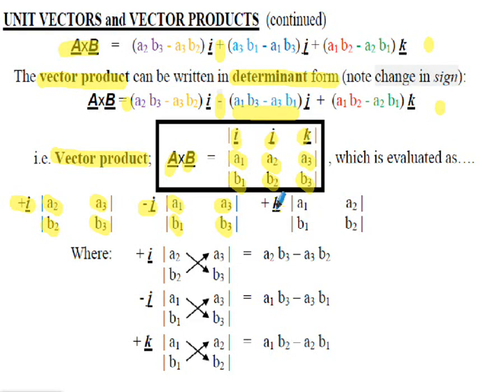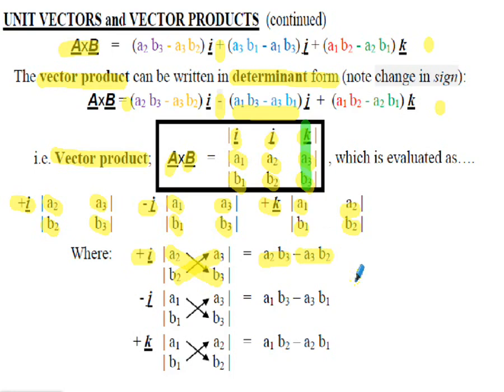And our final determinant is plus K. And the plus K determinant consists of A1, A2, B1, B2. Again, how did I form that determinant? Well, I cover up the K column, and what's left is the A1, A2, B1, B2 coefficients. So what we're going to do now is evaluate each of the 2 by 2 determinants shown above. So the plus I determinant, we evaluate that by multiplying the A2 by the B3, which is this term here, and we always subtract from it the A3 times the B2.